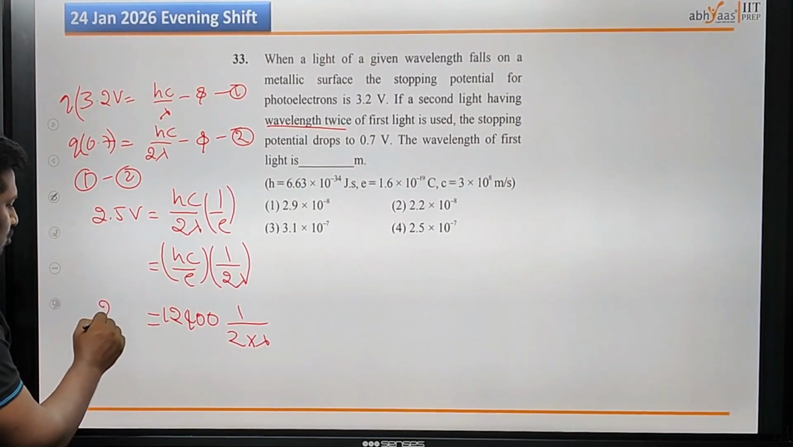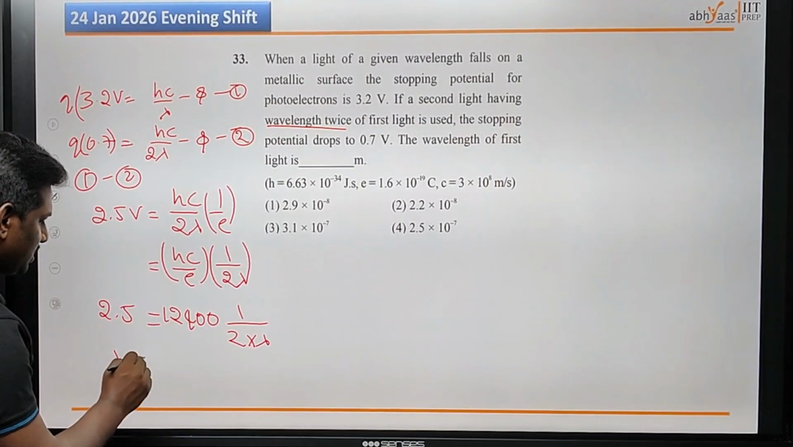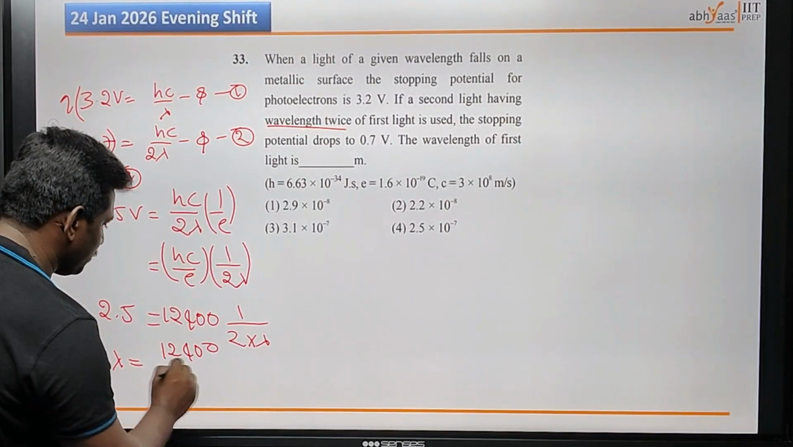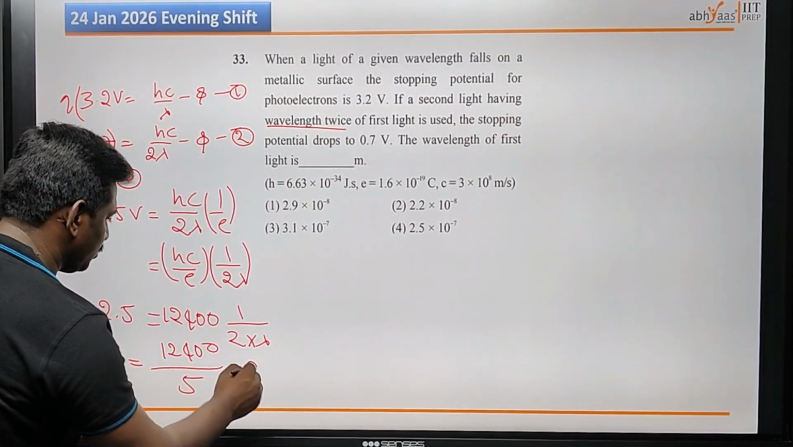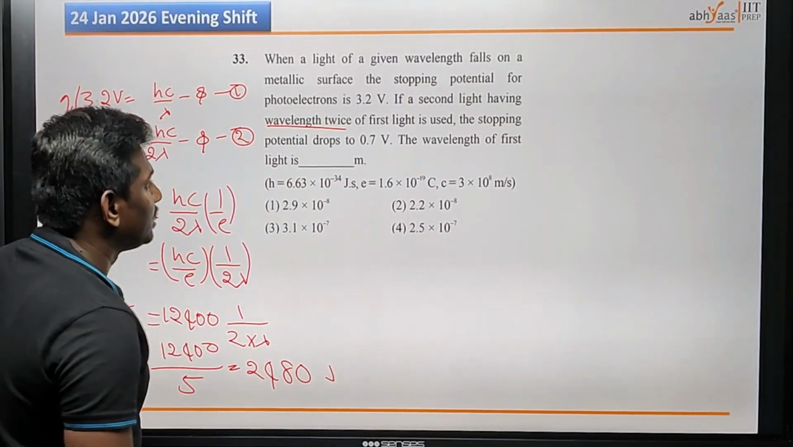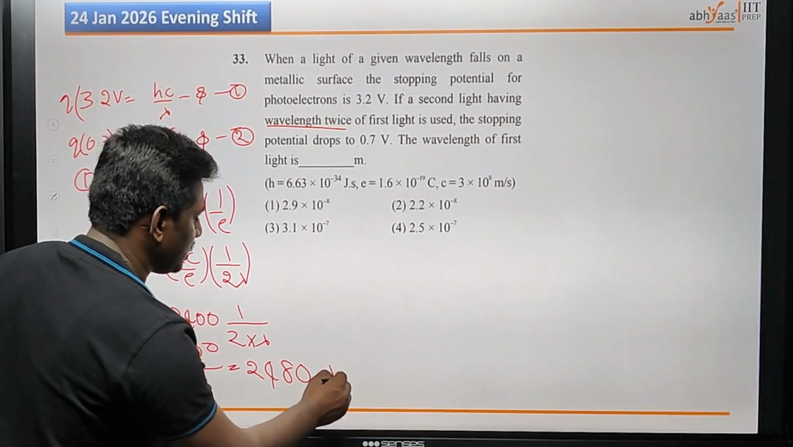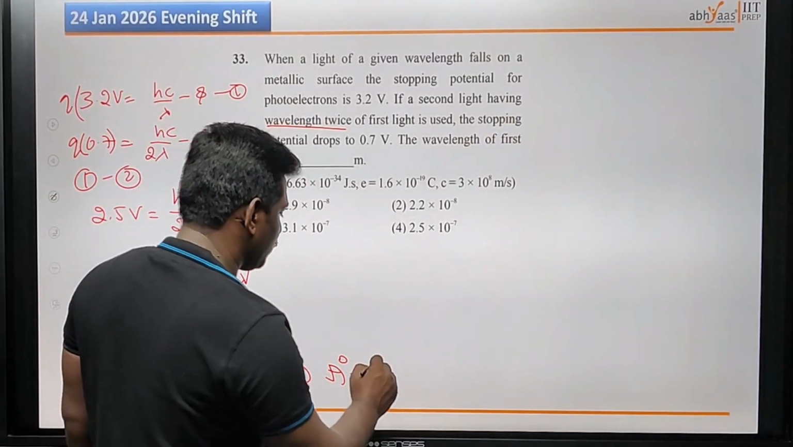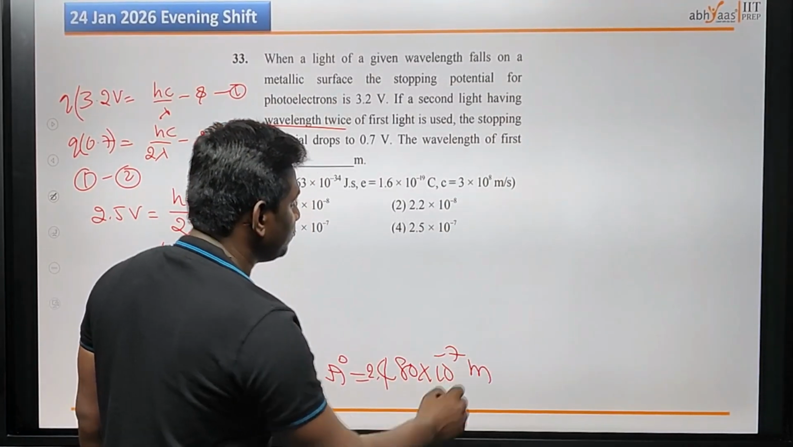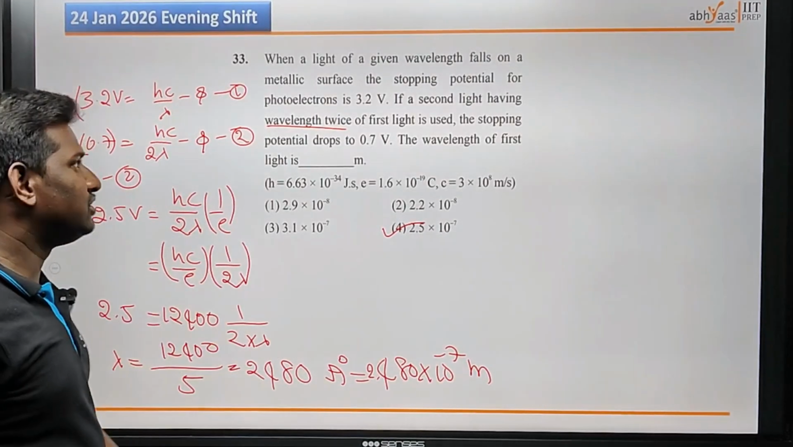So lambda can be written as 12400 by 5. You will get 2480 angstroms. So from this, 2.480 into 10 to the power minus 7 meters. Option 4 is your answer.